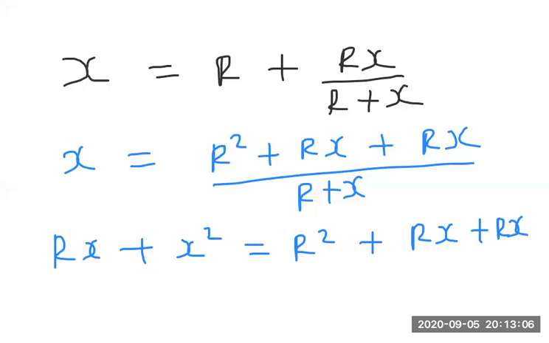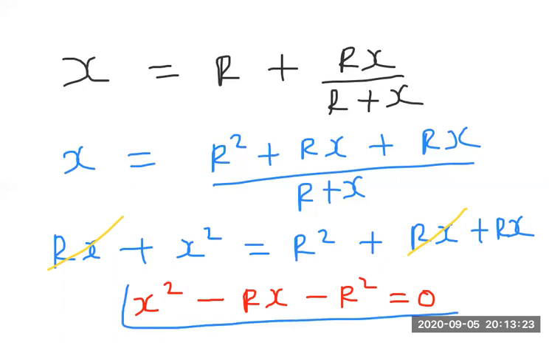Now one thing I can say here, Rx are common and they can be cancelled. So what are the remaining terms? X square minus Rx minus R square equal to 0. Sir, how did you write like that, sir? Nothing, I just took R square to the LHS side, Rx to the LHS side. I got X square minus Rx minus R square is equal to 0. I hope you are clear with this.